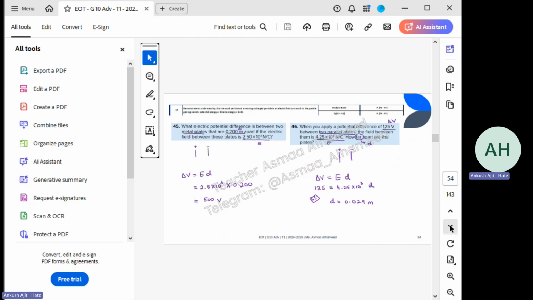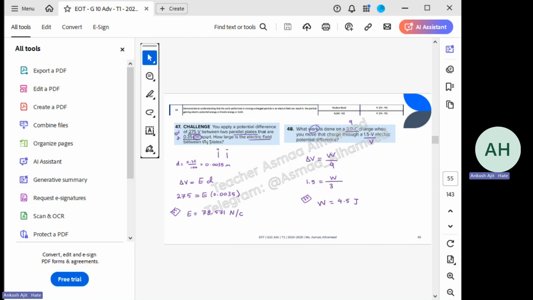Okay, when you apply a potential difference of 125 volt between two parallel plates, the field between them is 4.25 into 10 raised to 3 Newton per coulomb. How far apart are the plates? So how far apart, D, they are asking. So V equals to ED. V is given to you, E is given to you, just get D. Straight formula.